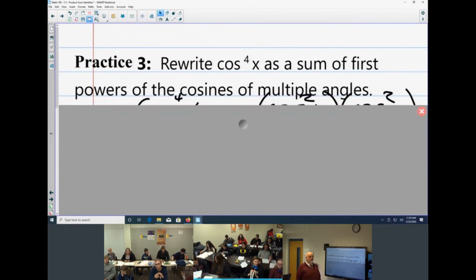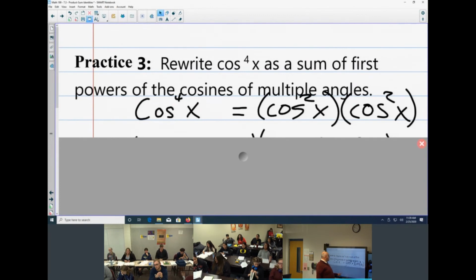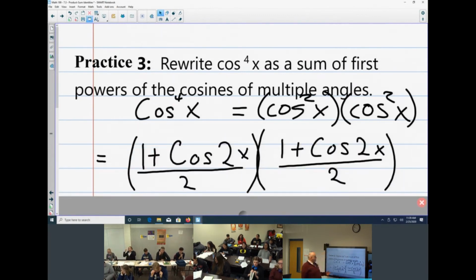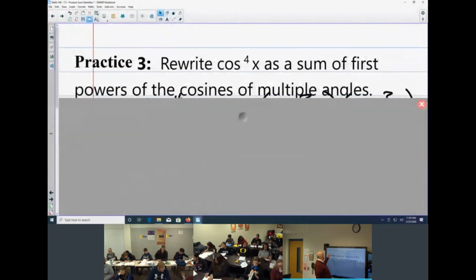Would it be the 1 plus cosine 2u over 2 twice? Okay. So, yeah, you're going to have that twice. So 1 plus cosine 2x over 2 times 1 plus cosine 2x over 2. Because you break the fourth power down to cosine squared times cosine squared. And that's all I wanted on that one. All right, any questions? All right, good.